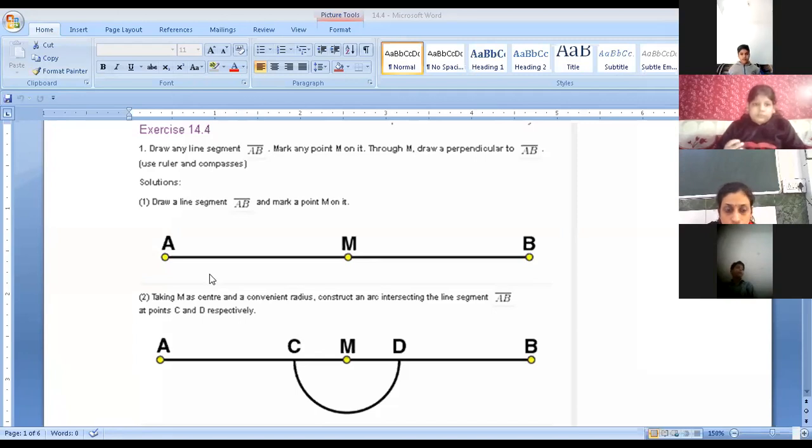For that, first of all, we will be drawing AB line of any measurement. And we will be putting M point on line AB, anywhere on AB. Okay. Now open your compass of any radius, put your needle on M point and draw a semicircle.